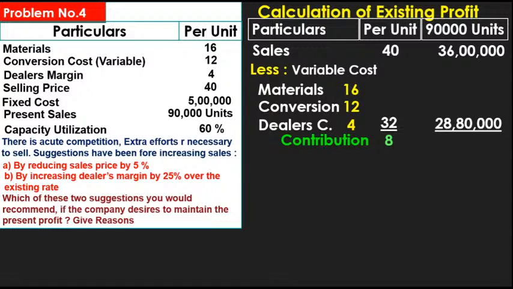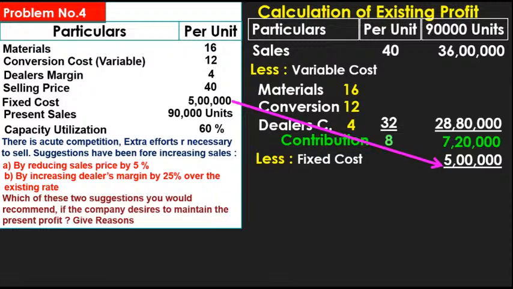Now in total, the total contribution for 90,000 units is 36 lakh minus 28 lakh 80,000. What is the total contribution for 90,000 units? 7 lakh 20,000. This is the total contribution. Next, less fixed cost, given in the problem: 5 lakh. What is the profit? Existing profit, rupees 2 lakh 20,000.